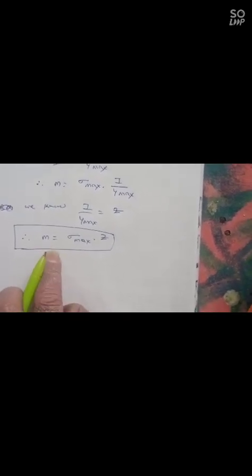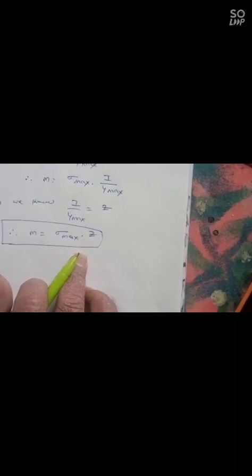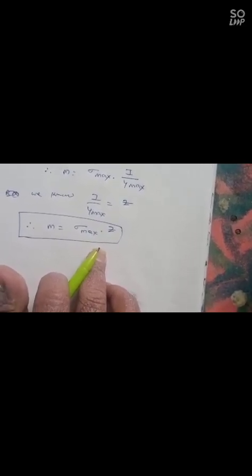Okay, so here M is the maximum bending moment. So the moment of resistance offered by the section is maximum when the section modulus Z is maximum, right?